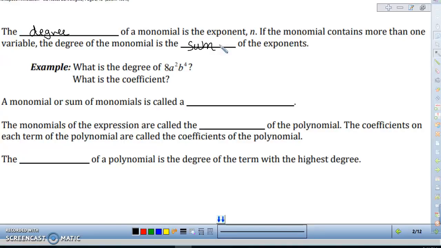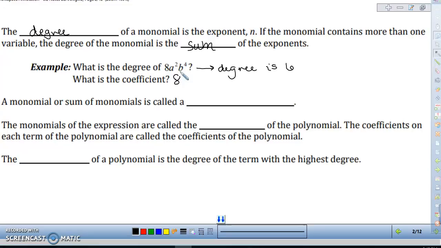We have 8a squared b to the 4th. The degree here is actually going to be 6. That is the sum of both the powers in those variables. A has a power of 2, B has a power of 4. Since they're being multiplied together, we're going to go ahead and add them. The coefficient is 8.